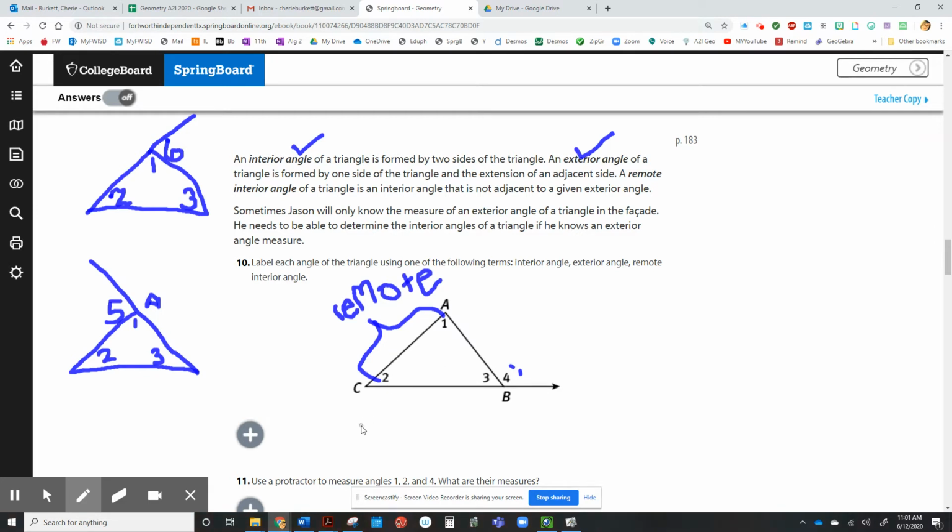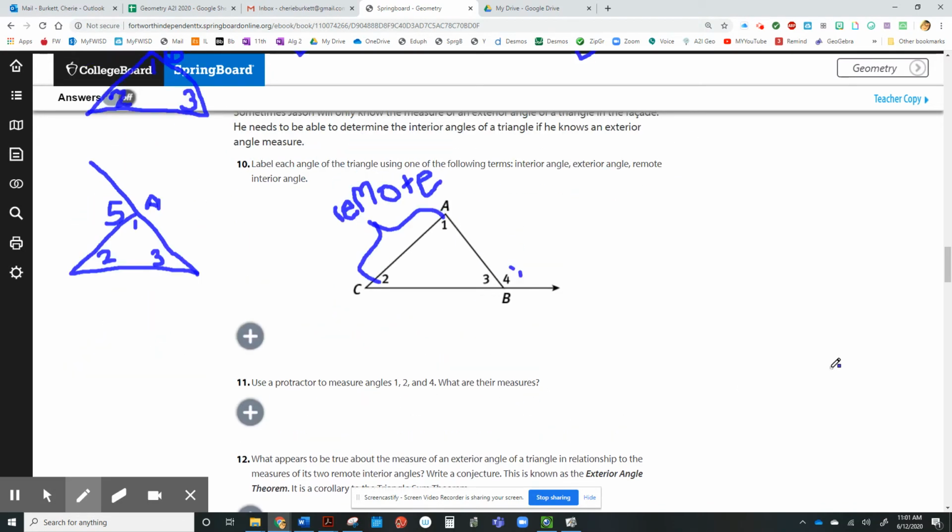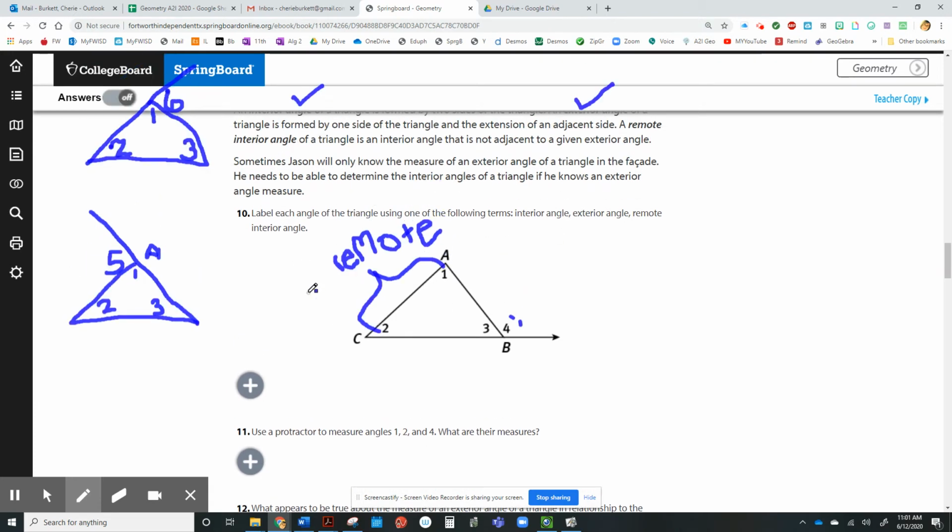All right, so I think we're supposed to come down here now and use the protractor to measure. That's one of the reasons I'm using the online version. I am going to do it on paper in just a second. I will flip over to my document camera and do it by hand. But I do want to show you this first.